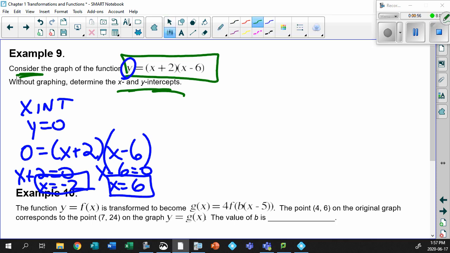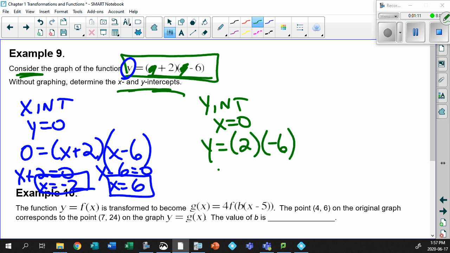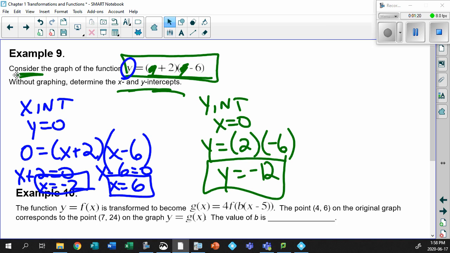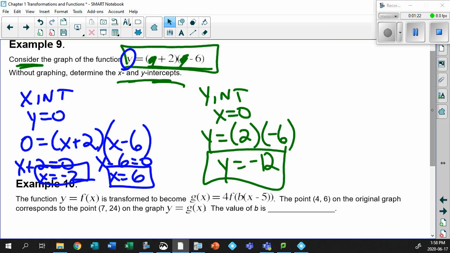Well, notice that this is in factored form, but you have to remember that a y-intercept means that your x equals 0. Well, that's gone. That's gone. So you have y equals positive 2 times negative 6. So your y-intercept is going to be minus 12. Real super easy, but you're going to see later on that this becomes really important to know how to do. Let's look at the last question here.